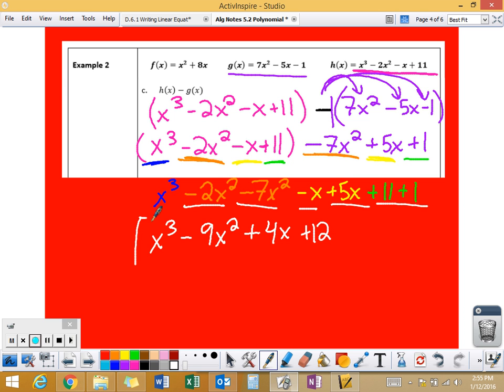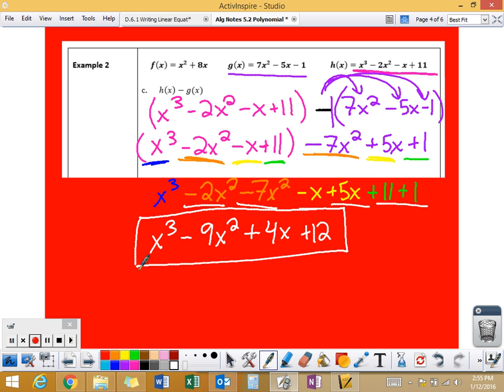So this is my final answer. I would leave it like this. It's my final answer because I can't combine anything else. There's no more like terms. X squared and x are different, just like x and y are different. I can't combine them unless they're like terms.